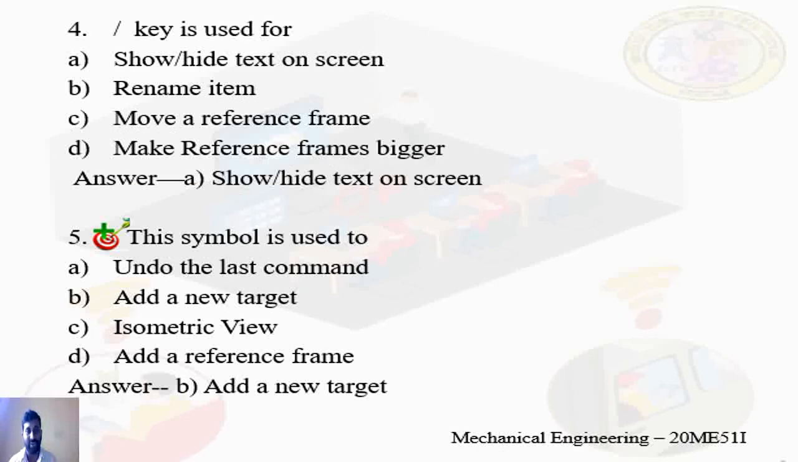Slash key is used for: show or hide text on screen, rename item, move a reference frame, make a reference frame bigger. Answer is A, show or hide text on screen. That we did when we were using the robotics simulation software. Fifth one, this symbol is used to: A, undo the last command, B, add a new target, C, isometric view, D, add a reference frame. Yes, correct answer is B, add a new target.